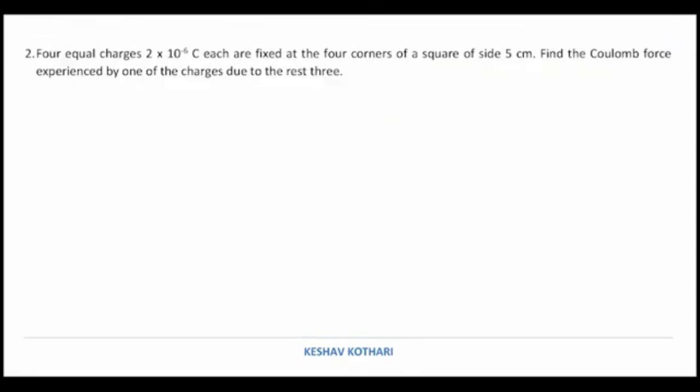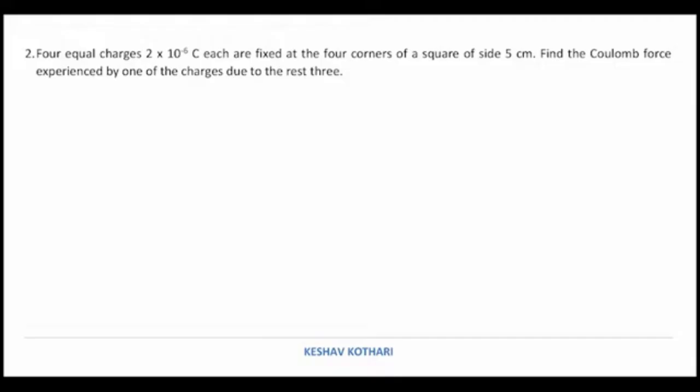Four equal charges, 2 into 10 to the power minus 6 coulomb each, are fixed at the four corners of a square of side 5 centimeter. Find the Coulomb force experienced by one of the charges due to the rest of the three charges.